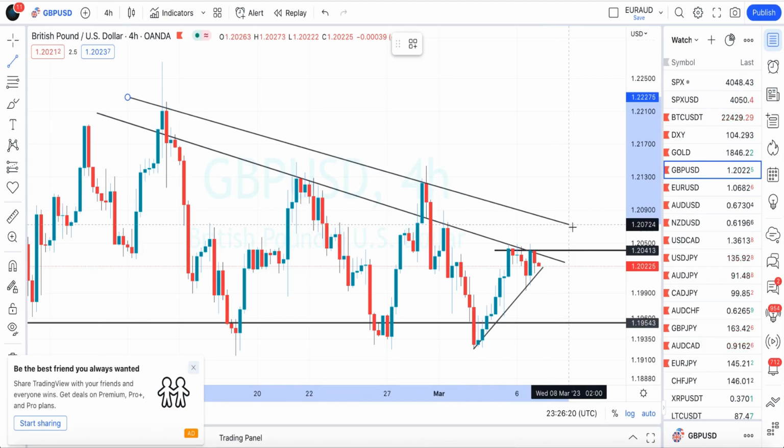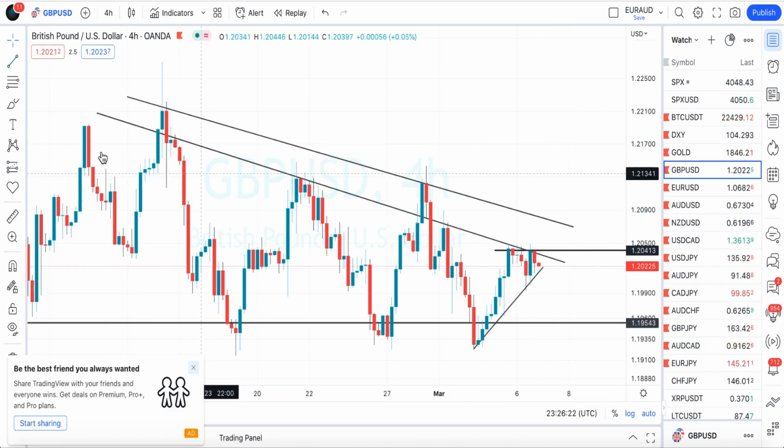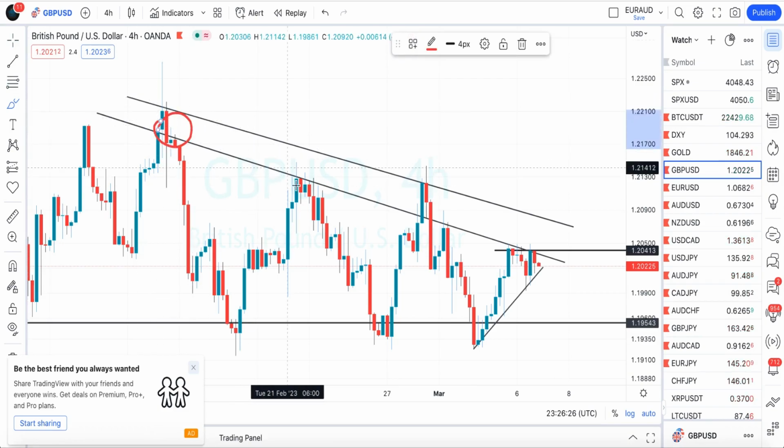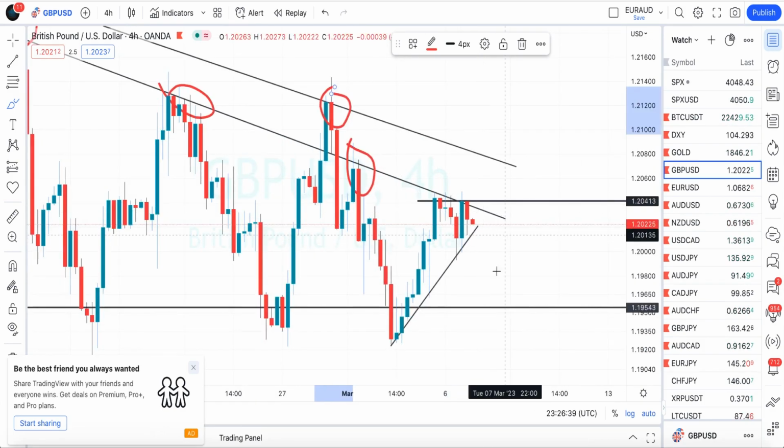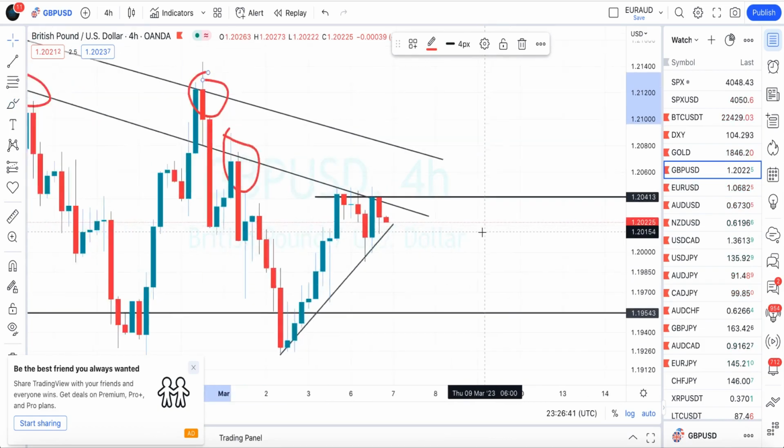So we have multiple rejections at this trend line: number 1, number 2, and let's say number 3. This is the outer trend line, the outward trend line. These are the inward trend lines. So at the end of the day, we might have a breakout of this particular area.